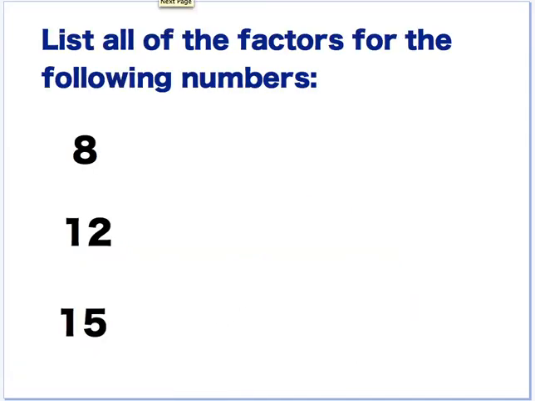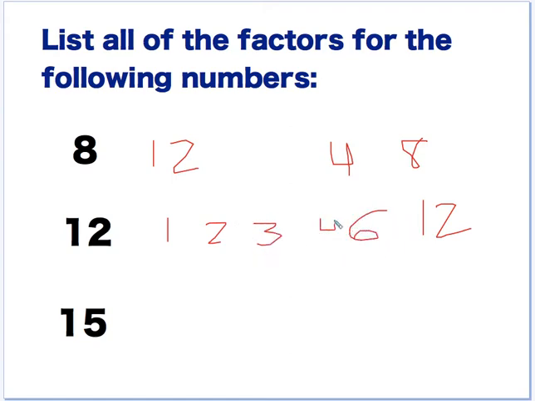Now I want you to list all the factors for the following numbers: 8, 12, and 15. You can use a rainbow. So for 8, you go 1 and 8, obviously. Then 2 and 4. Then 3, no, 3 isn't. And then 4, well, 4 is already in there, so I know I've reached the limit. For 12, 1 and 12. 2, yep, and 6. 3 and 4. And then 4, well, 4 is already there. That's it. That's your list.